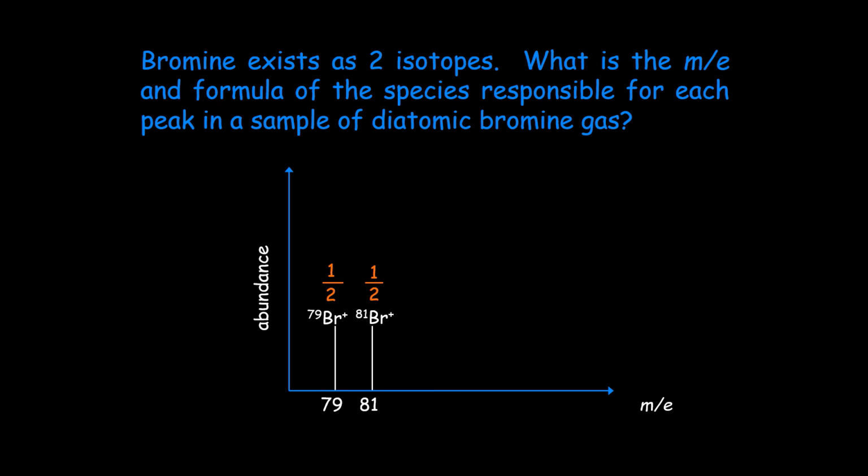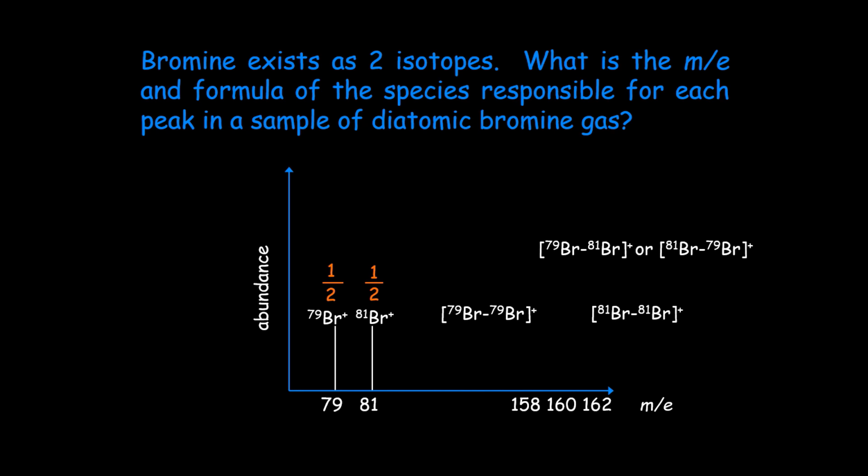Now the mass to charge ratio for the diatomic bromine gas, based on the fact that we've got 2 isotopes, Br79 plus and Br81 plus, is going to be 158, which is the 79-79. We're going to have the 160, which is the 79-81 plus, or the 81-79 plus, and we've got 162, which is the 81-81 plus.